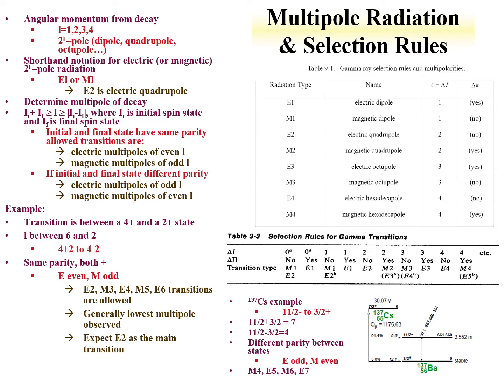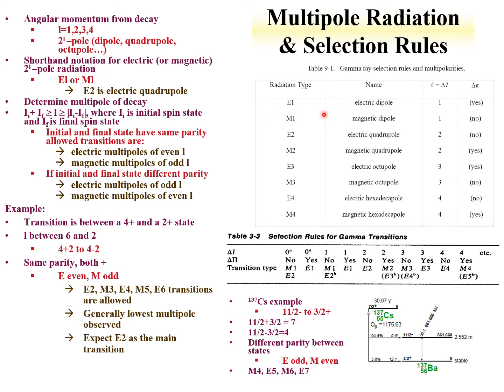So we can describe the angular momentum from the gamma decay being the L of 1, 2, 3, 4, etc. as a pole. So an L of 1 would be a dipole, quadrupole, 2 to the 2 is 4, octapole, etc. Shorthand notation for electric or magnetic 2 to the L pole is written as EL or ML. So for instance, an E2 we'll call an electric quadrupole. And those are shown over here.